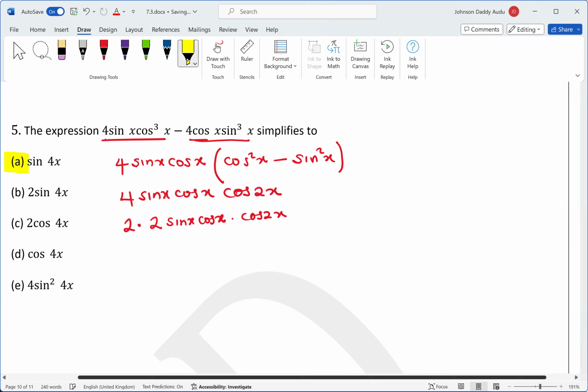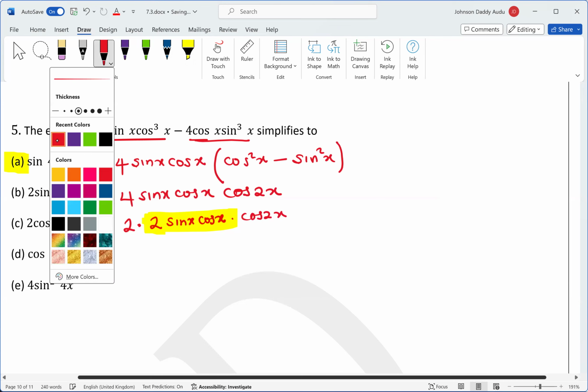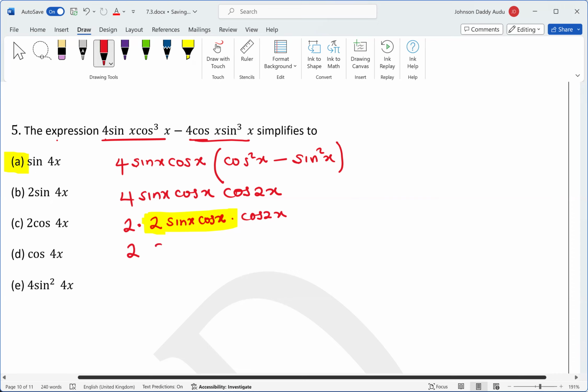So if you look at these two now, this is nothing but sine 2x. Because why do I say so? We know that sine 2x is 2 sine x cosine x. So that is what we use. And here we still have cosine 2x.